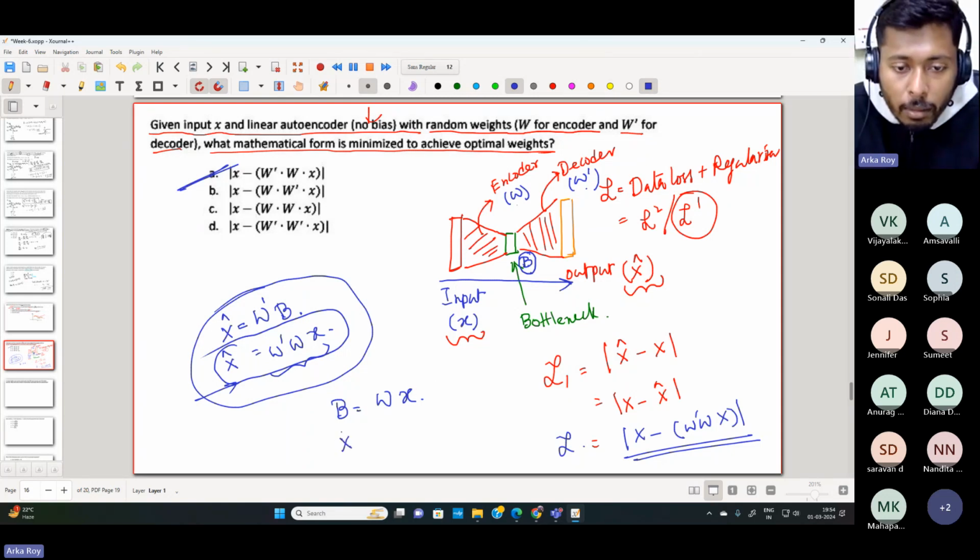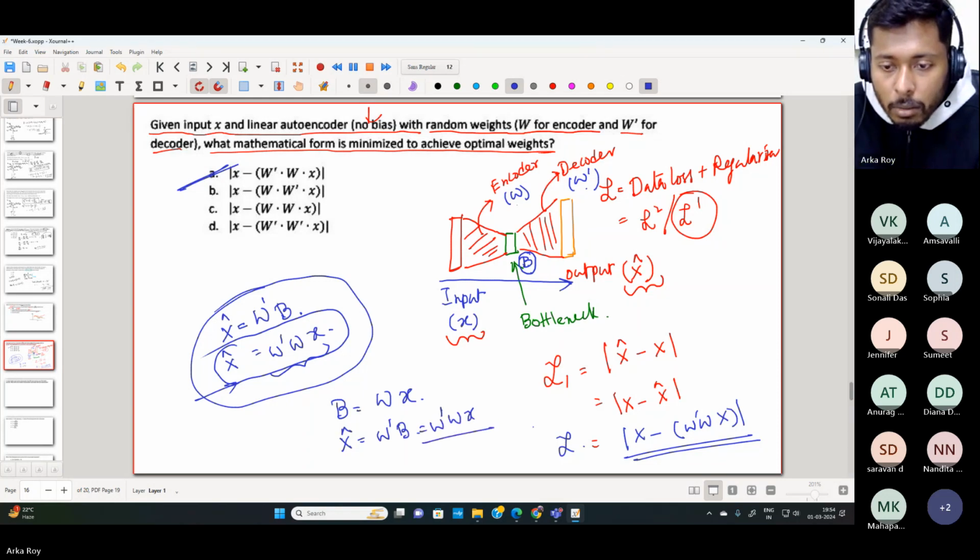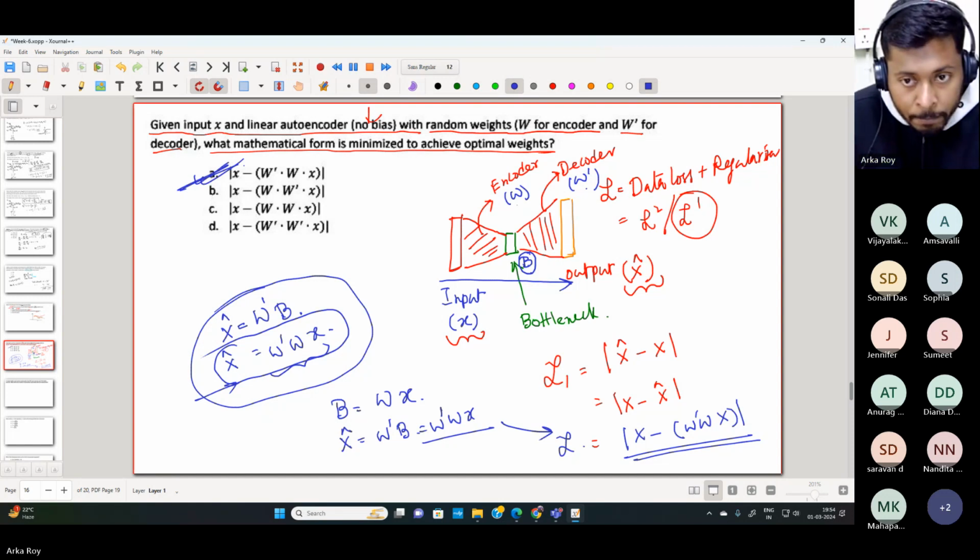Then again use the feed forward concept. From B you are getting X dash. Now how are you getting X dash? That is W dash into B, and then you just replace the value, W dash W into X. So from this you can get the loss. So option A is the correct one. Any confusion in this particular question? No, sir. Okay.